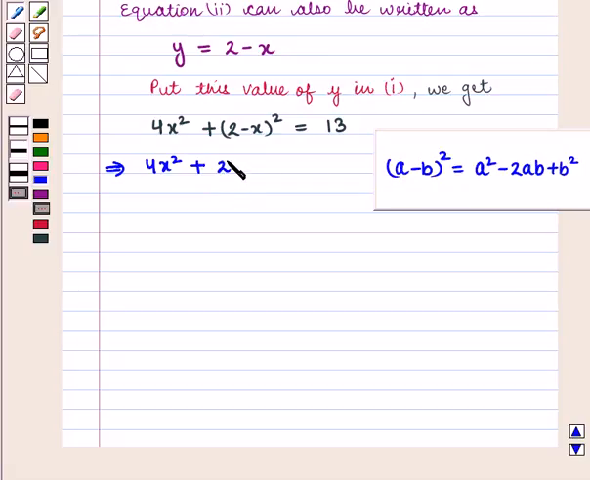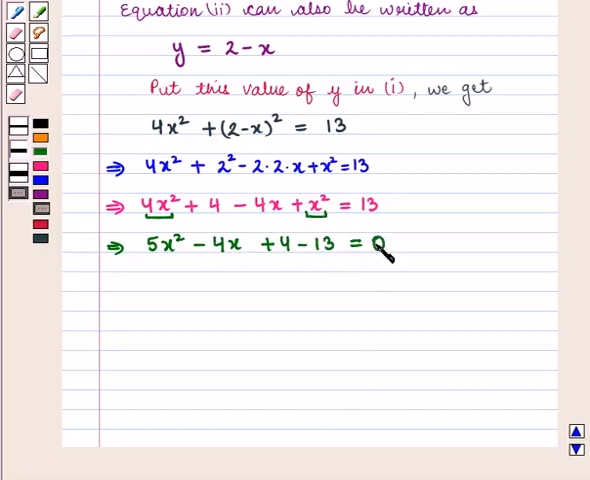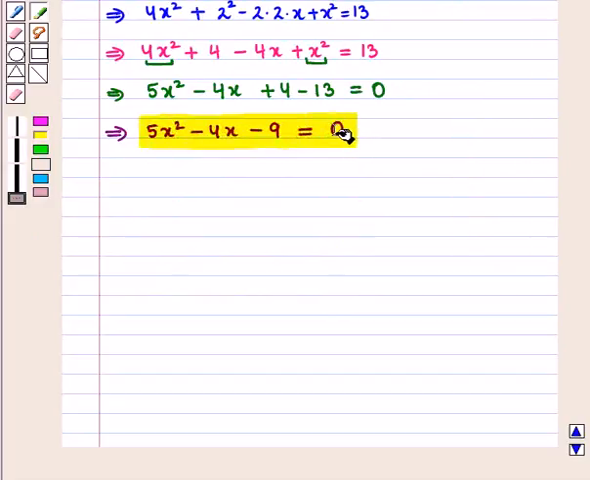So we write 2 square minus 2 into 2 into x plus x square is equal to 13, which further implies that 4x square plus 2 square, that is 4, minus 2 into 2 into x, that is 4x, plus x square is equal to 13. It further implies that 4x square plus x square, that is 5x square, minus 4x plus 4 minus 13 is equal to 0, which implies 5x square minus 4x, now plus 4 minus 13 is minus 9, is equal to 0. Now we get a quadratic equation in x.